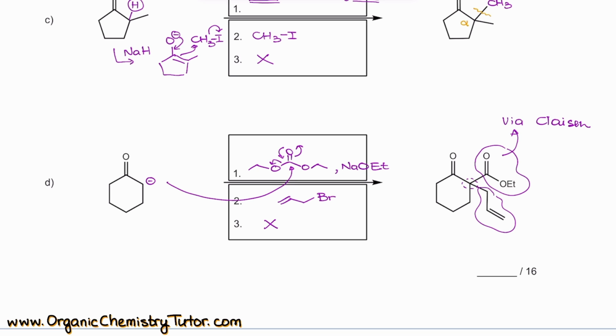The enolization in between the first step and the second step is unnecessary, the extra enolization point, because the product of the Claisen condensation is always going to be an enolate unless you do some kind of acidic workup and neutralize that, so keep that in mind.